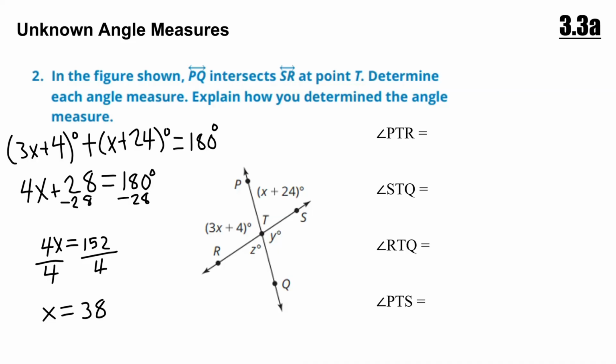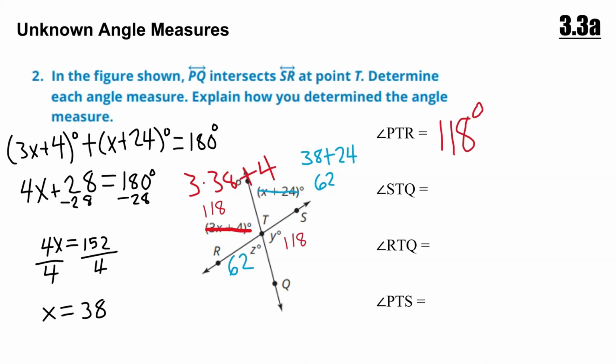Once the value of x becomes known, use substitution to find the values of the missing angles. So by substitution, 3x plus 4 becomes 3 times 38 plus 4, which equals 118. Next, label the congruent vertical angle. Then use substitution to turn x plus 24 into 38 plus 24 to state the other missing angles are equal to 62. Finish labeling the diagram. Lastly, answer the question by writing the angle measures next to their names.